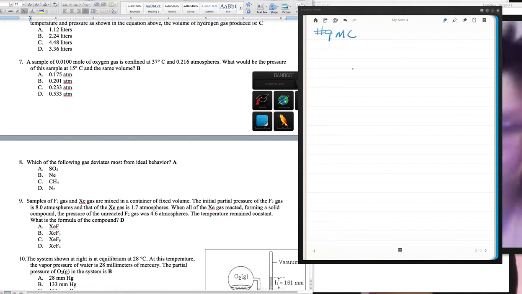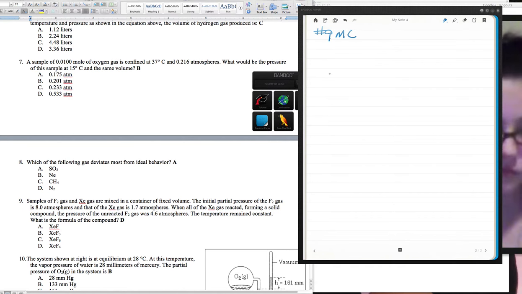Number 9 on the multiple choice. Samples of F2 gas and xenon gas are mixed in a container of fixed volume. Initial partial pressure of the F2 gas is 8.0 atmospheres, and that of the xenon gas is 1.7 atmospheres. When all of the xenon gas reacted, forming a solid compound, the pressure of the unreacted fluorine gas was 4.6 atmospheres. Temperature remained constant. What is the formula of the compound?